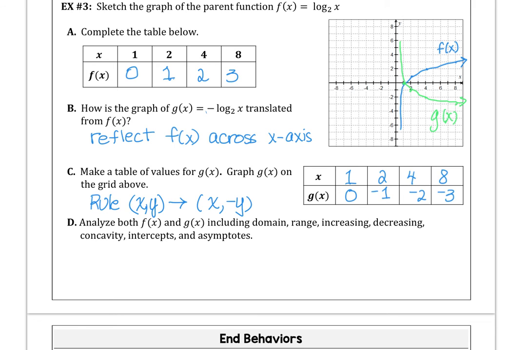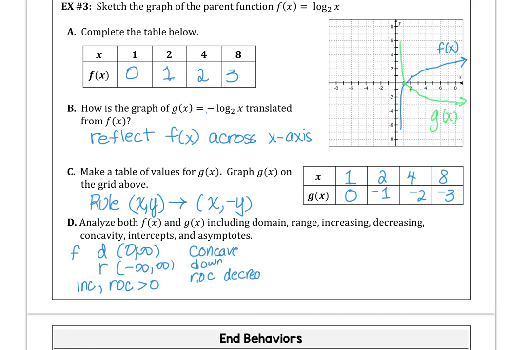If we analyze both of those graphs for f of x, the domain is 0 to infinity. The range is all reals. We've got an increasing function because the rate of change is positive. Our graph is concave down, and the reason our graph is concave down is because the rate of change is decreasing. We have (1, 0) for our x-intercept, and the vertical asymptote is x equals 0. That's the f of x analysis.